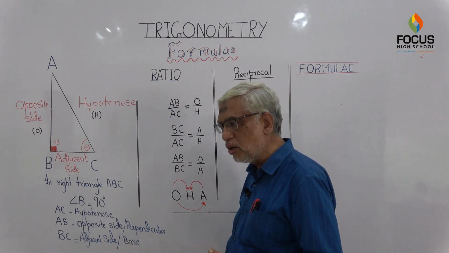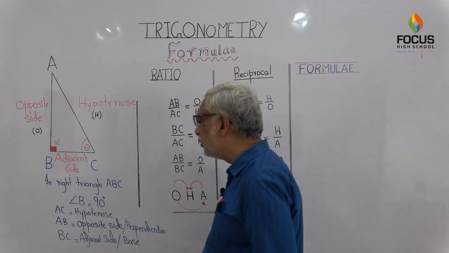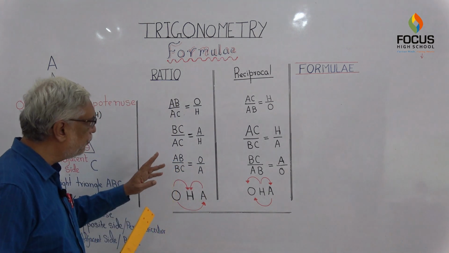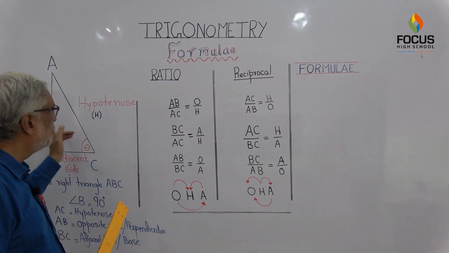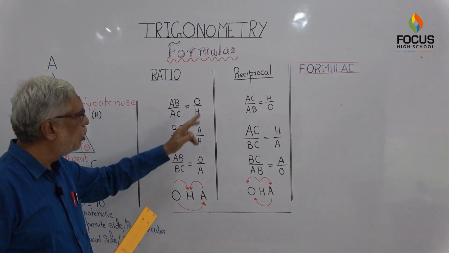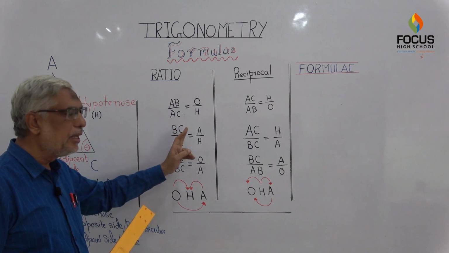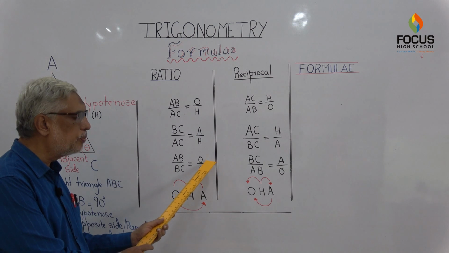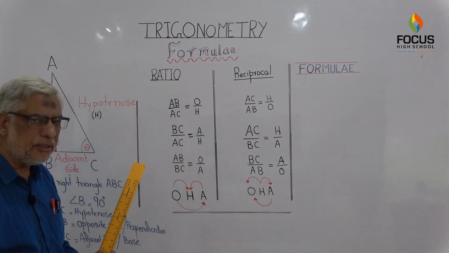When I write down the trigonometric ratios, it has no meaning at all, so forget about it. Now we have only three ratios: AB by AC, opposite side upon hypotenuse, O by H; BC by AC, adjacent upon hypotenuse; and AB by BC, opposite by adjacent. Only three possible ratios are there. Is there any more? No.